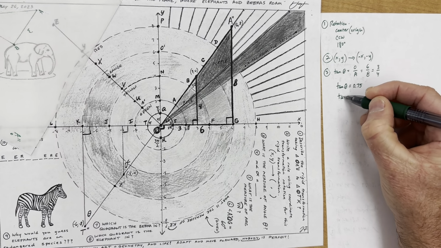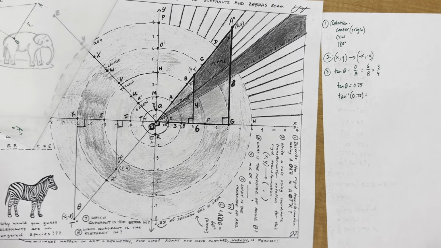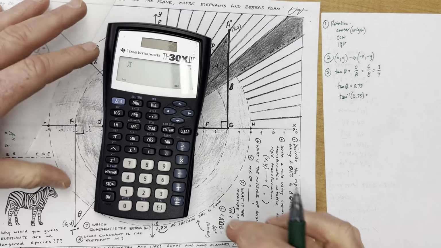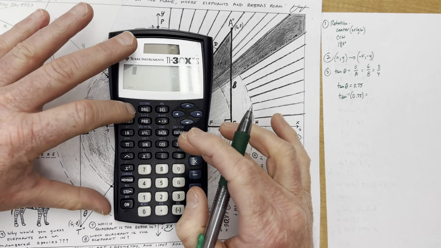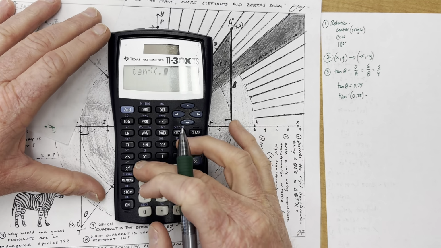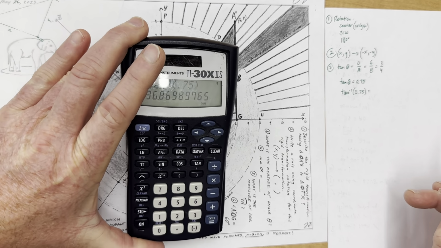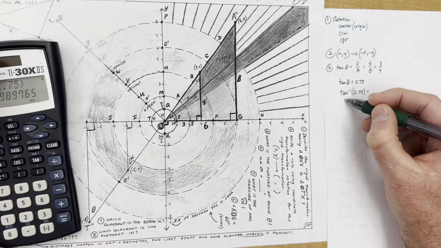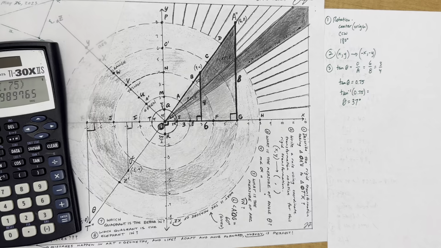And then you'll say tan inverse of 0.75 equals. So second tan, 0.75, equals 36.86. So theta equals 37 degrees.